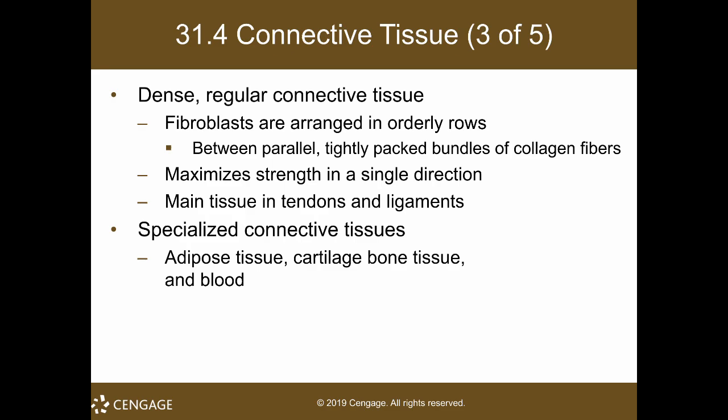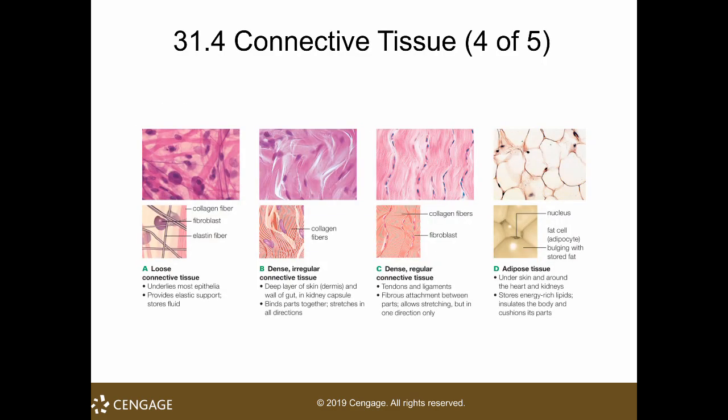Scar tissues can also be fibroblast tissues. They have maximum strength in a single direction, and it's the main tissue in tendons and ligaments. And then we also have specialized connective tissues, which are the adipose tissue, the cartilage, bone tissue, and blood. So these are the four classifications of your connective tissues.